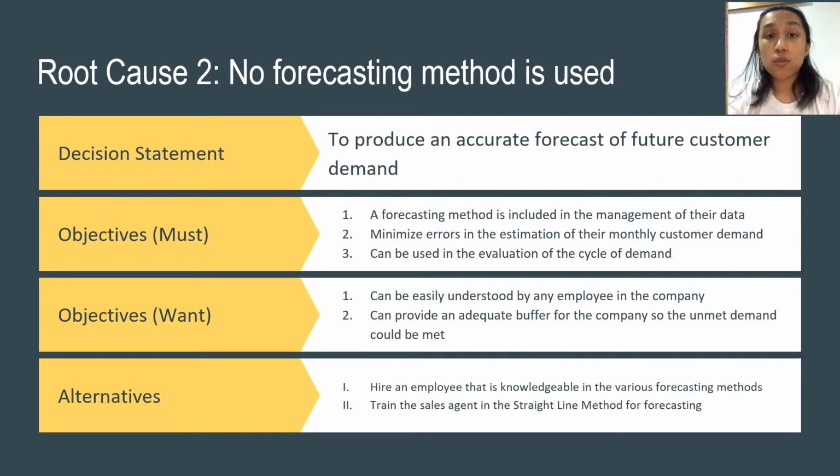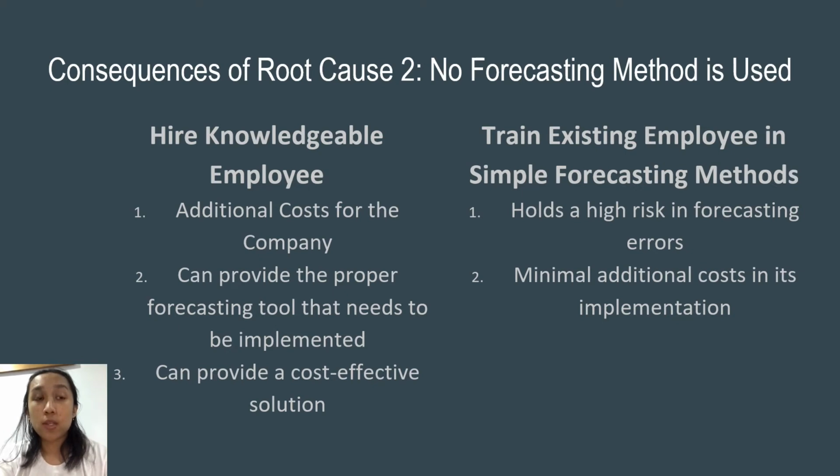The alternatives for this decision are to hire an employee that is knowledgeable in the various forecasting methods, so you have an accurate point of view on the precision and accuracy of a forecasting method, or you could train the sales agent in the straight line method for forecasting, as the straight line method is a simple yet useful forecasting technique. Now, we have explained the other components. Let us go to the consequences of root cause 2.